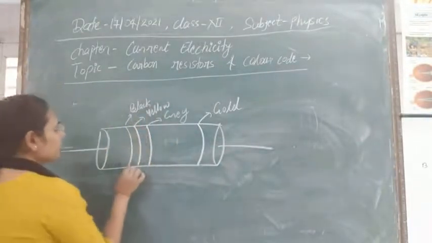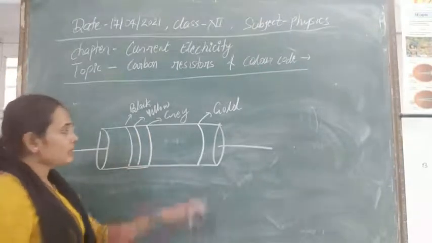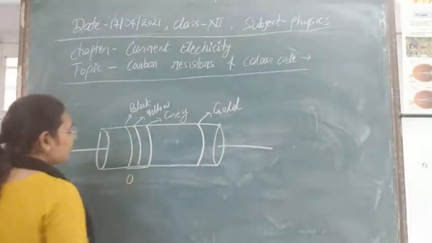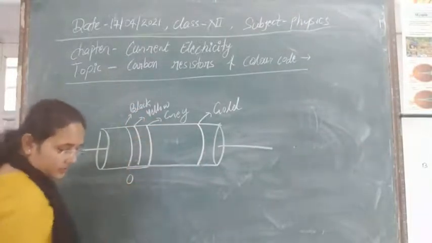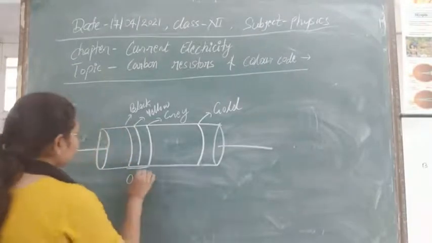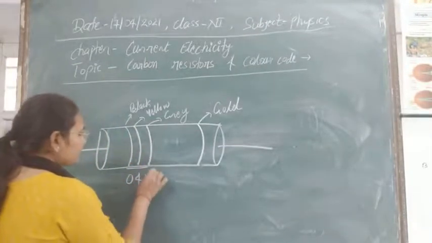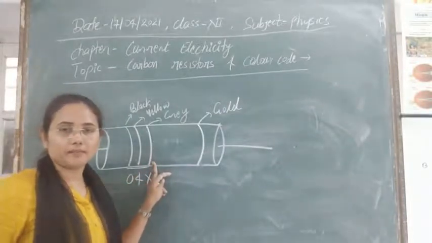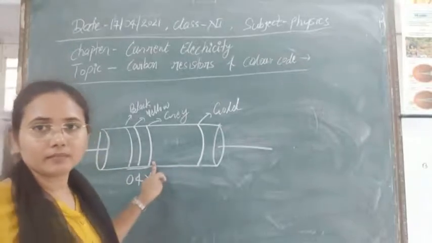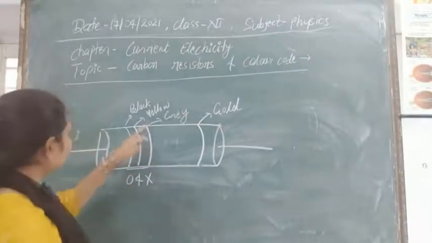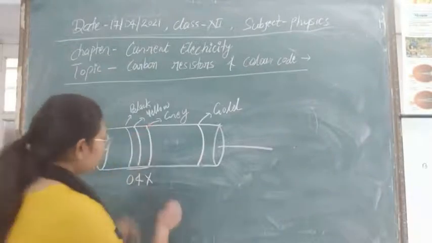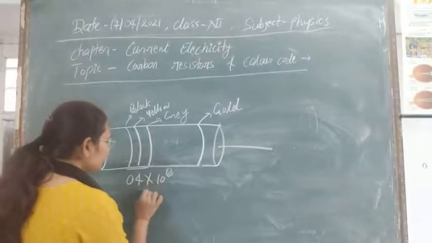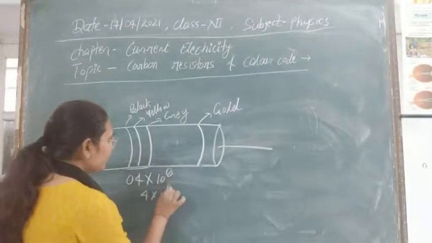First we will use only these 3 colors to find out the resistance, and we will use the last one for the tolerance. So for black we have number 0. For yellow we have number 4. So we will write here 4. And for the third case, I just told you that for the last band we will always use multipliers. So for grey, the multiplier is 10 to the power 8. So this value of resistance will be equal to 4 into 10 to the power 8 ohm.